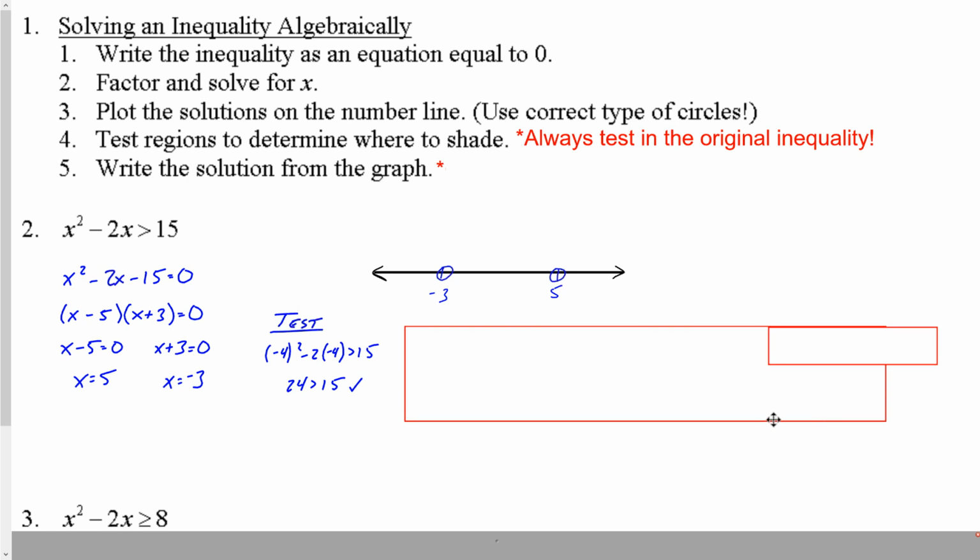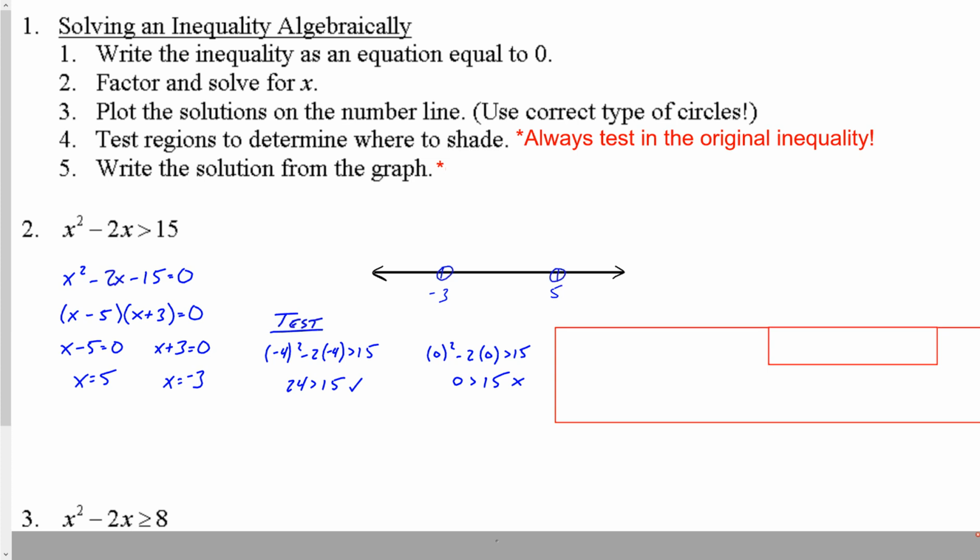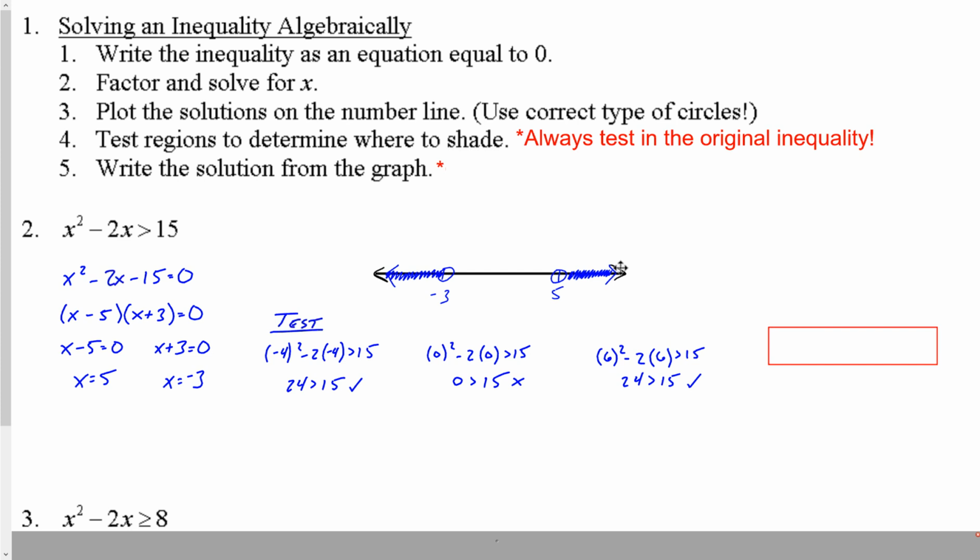In the middle region, I'll pick 0. So plugging 0 in and evaluating, I get 0 is greater than 15. That's a false statement. And then in the region on the right, I'll pick 6. Plugging 6 in gives me 24 is greater than 15, which is also true. So now part of this step with doing the test regions is shading the graph. You remember you shade anywhere your test points gave you true statements. So we have shading in the left region, shading in the right region, no shading in the middle.